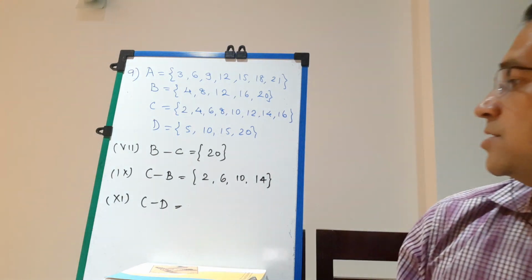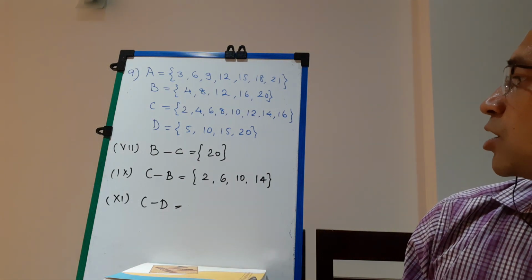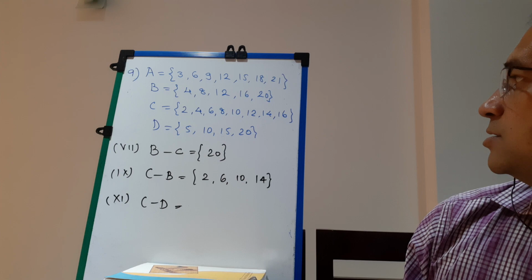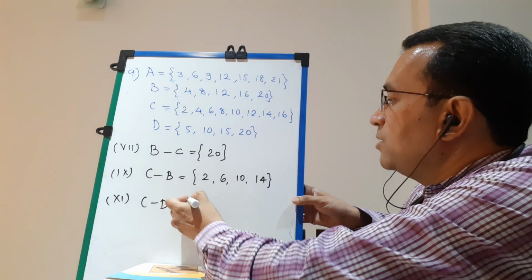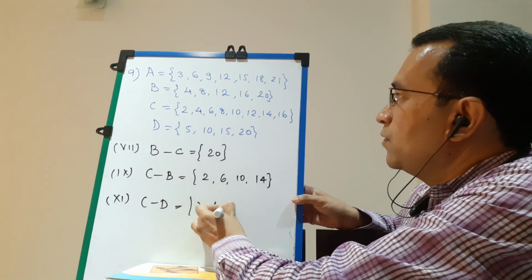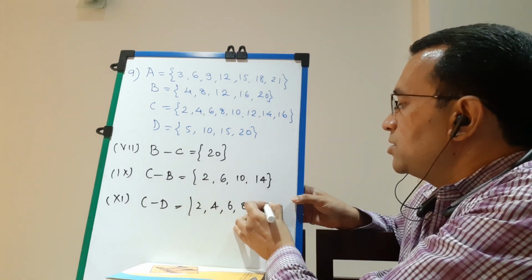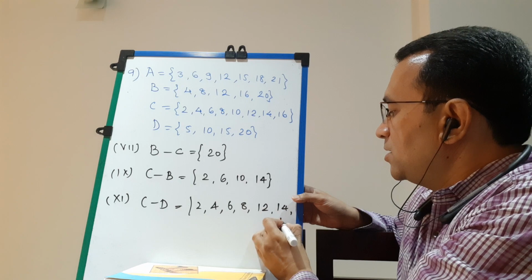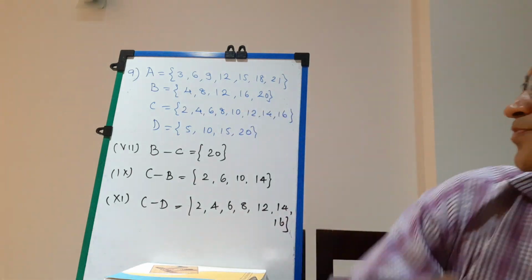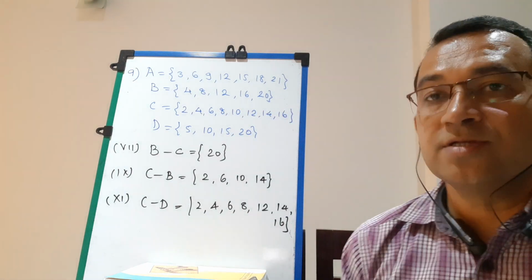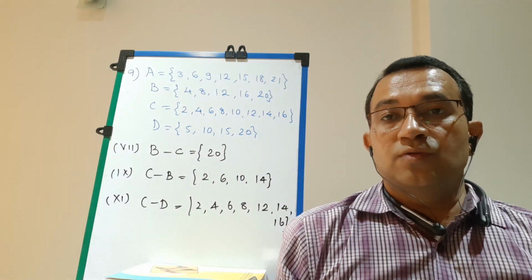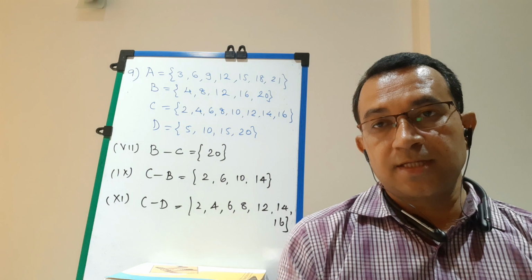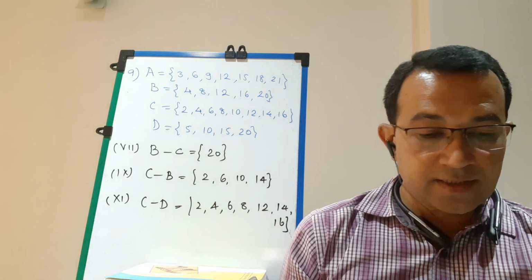Then C minus D. From C, remove the common element of C and D. The only common element, students, is 10. So if I remove 10, then I will get 2, 4, 6, 8, 12, 14 and 16. So students, this is how we operate on different sets. One must be very careful, students, in finding the difference set.